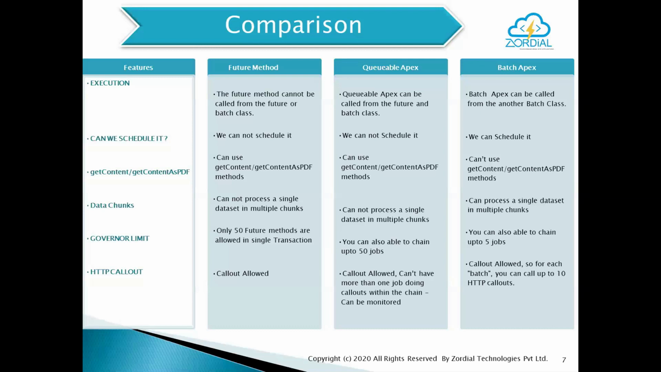So we have discussed here the future method, Queueable Apex, and Batch Apex: their definition, their uses, their features, their benefits, and limitations. And we have also discussed the comparison among all these three. So I hope you understand now what the future method, Queueable Apex, and Batch Apex are, and where we need to use the future method or Batch Apex.